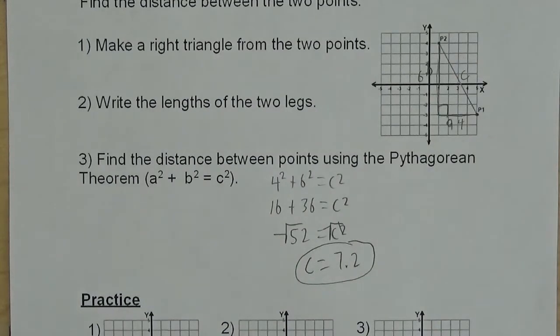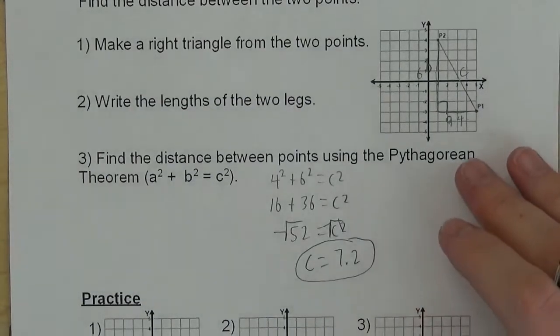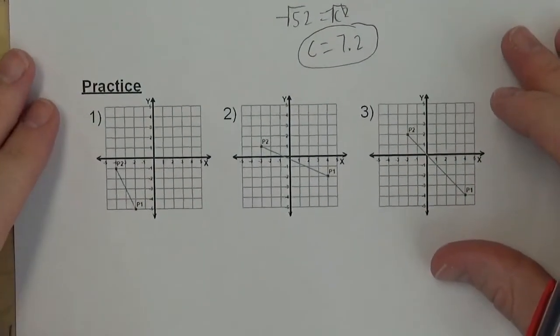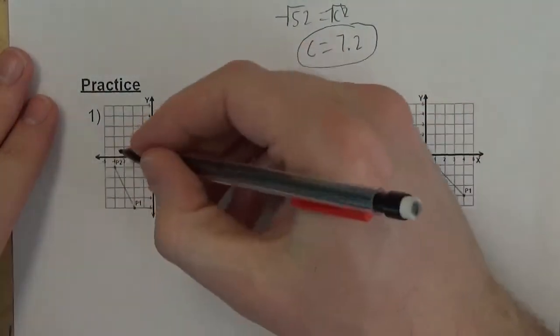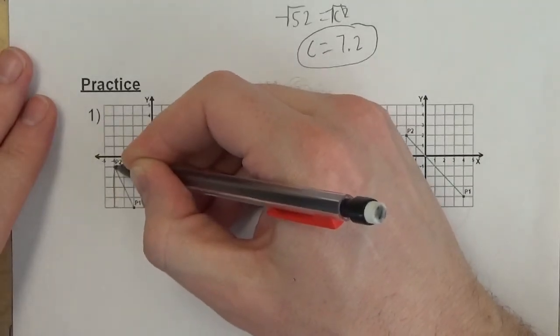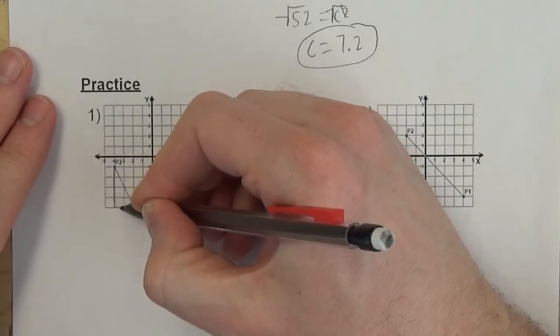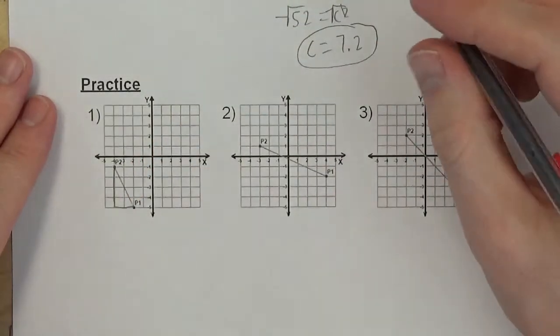We're going to do a little more practice with this right now. But that's it. I mean, we're basically just going through these steps, making a right triangle from the 2 points, writing the length of the legs, and using the Pythagorean Theorem from there to help us figure this out. So let's take a look at number 1 here. We're going to make a right triangle, come straight down from the top, the point that's highest, come straight down to level the other point, and then straight over to meet it. Write the lengths of the legs.